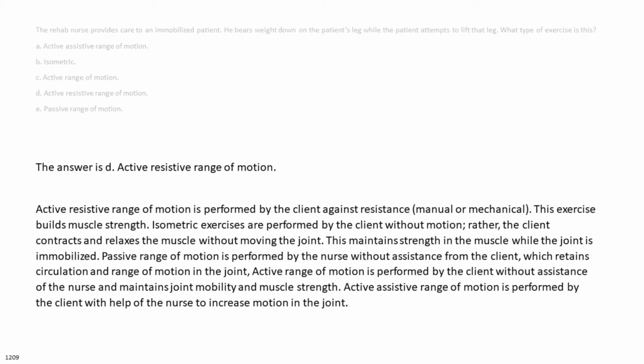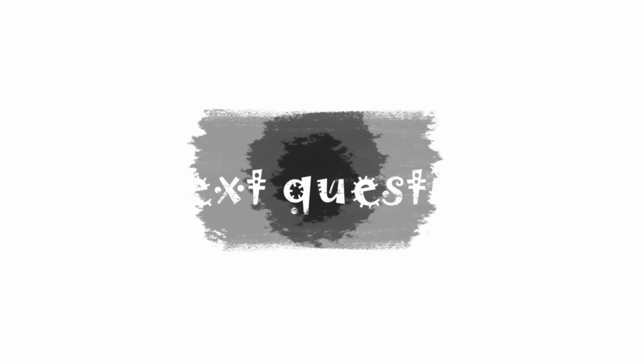Passive range of motion is performed by the nurse without assistance from the client, which retains circulation and range of motion in the joint. Active range of motion is performed by the client without assistance of the nurse and maintains joint mobility and muscle strength. Active assistive range of motion is performed by the client with help of the nurse to increase motion in the joint.